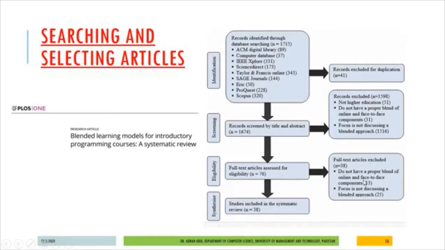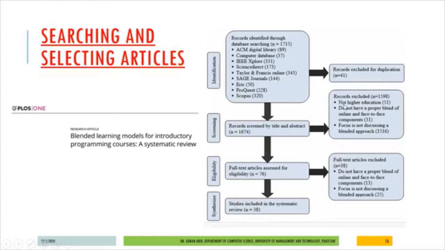And on the right hand side, you can see that there are reasons for exclusion. You don't just see that these many articles have been excluded. How many articles were excluded for what reason is again important and is being presented here. So you see duplication, no higher education, because the scope of the work was only on higher education.